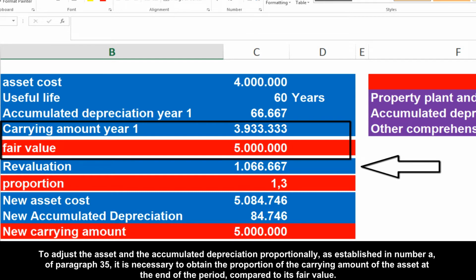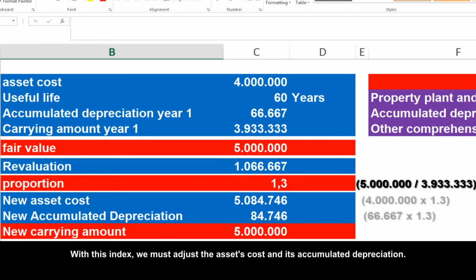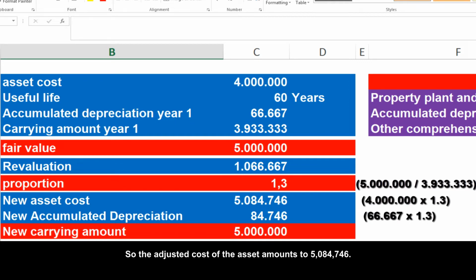To adjust the asset and the accumulated depreciation proportionally, as established in letter A of paragraph 35, it is necessary to obtain the proportion of the carrying amount of the asset at the end of the period, compared to its fair value. This gives an index of 1.3. With this index, we must adjust the asset's cost and its accumulated depreciation. So the adjusted cost of the asset amounts to $5,084,746. In the same way, we proceed with depreciation.